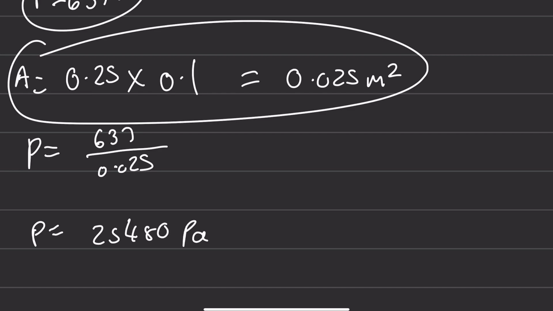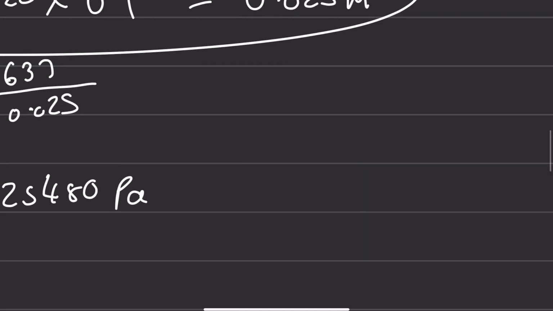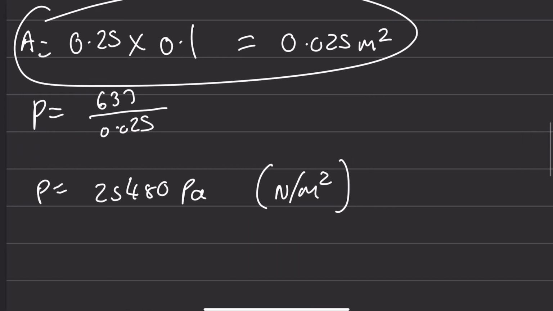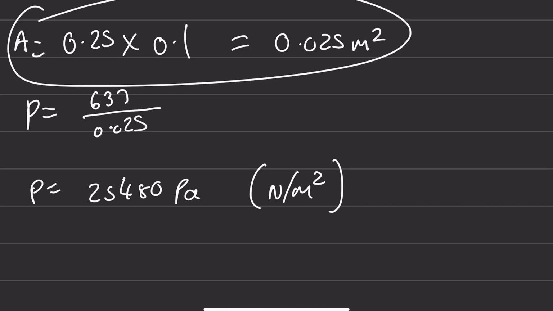The pressure is 25,480 pascals. Or if you want, you can use newtons per meter squared. That's another unit for pressure, but I like to use pascals. They're both the same thing. It's just the different units which I use.